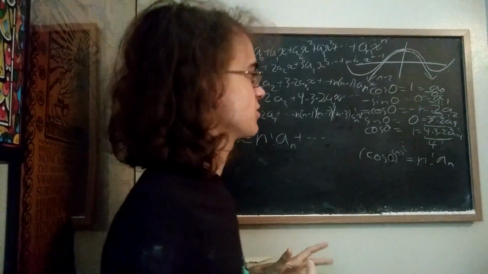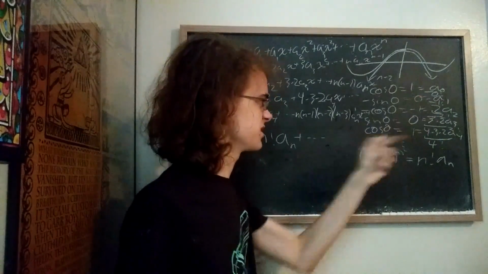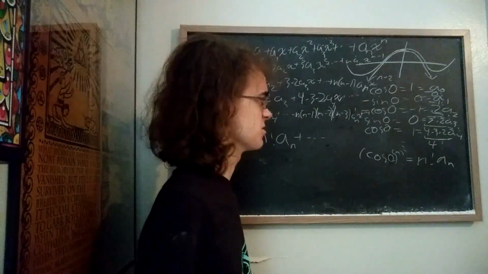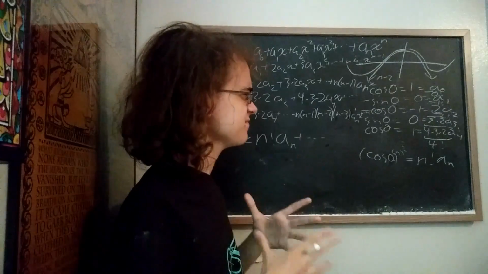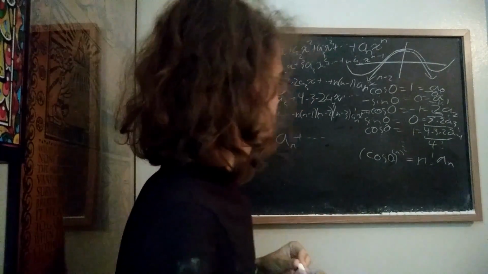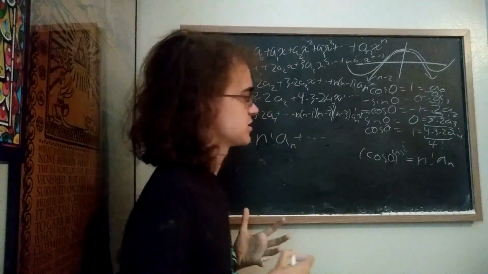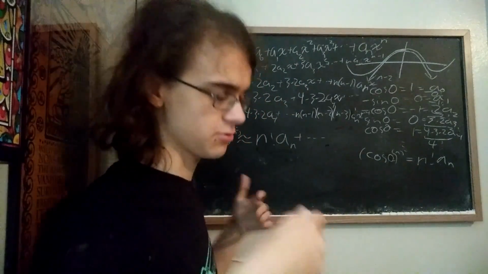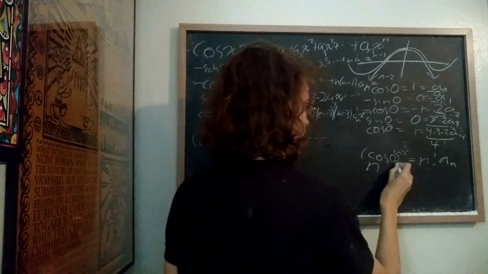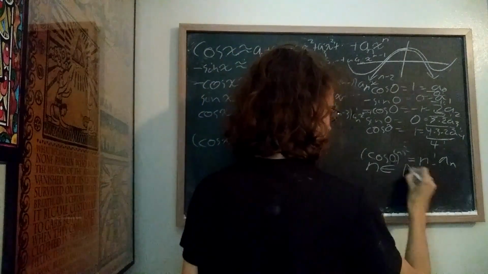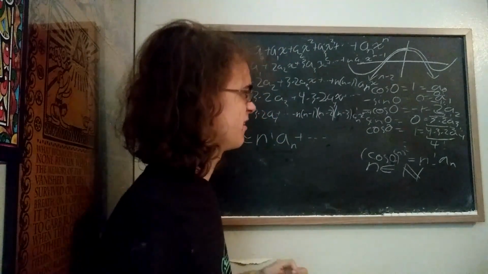Now, it gets a little tricky because we have these middle terms that are just 0. The odd terms are going to be 0, so we only have to consider the even terms. And so let's say I've been using n. n is just counting numbers. It goes from 0 to 1, 2, 3, 4, 5, on and on. And we write it as n is an element of the natural numbers, which is just 0, 1, 2, 3, 4, on and on.